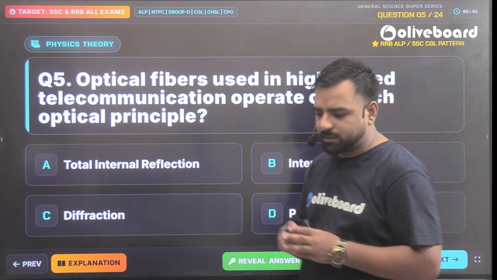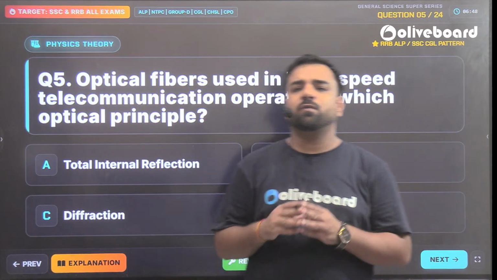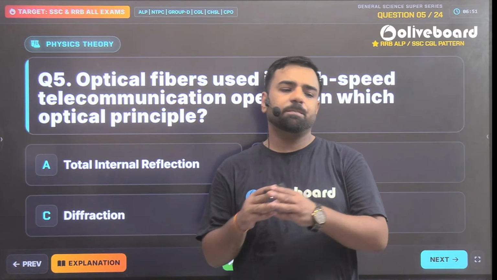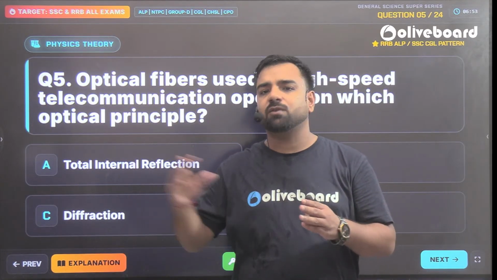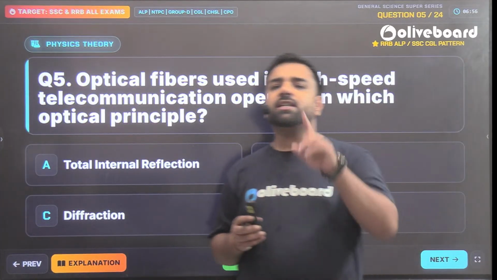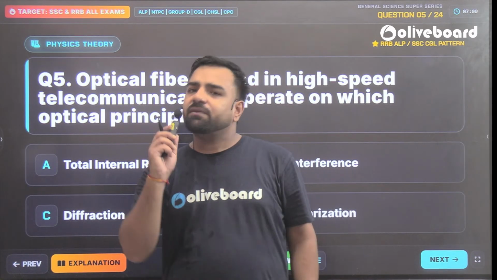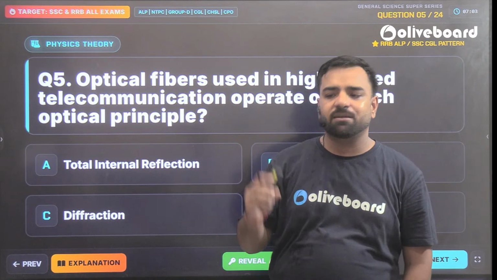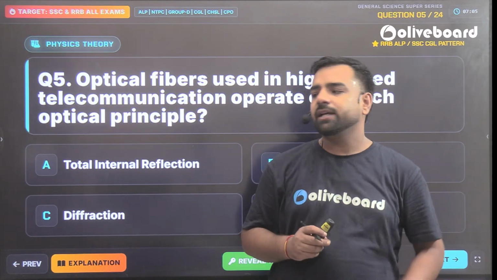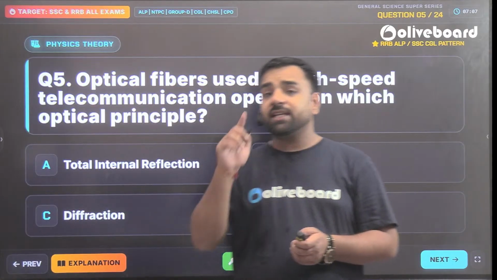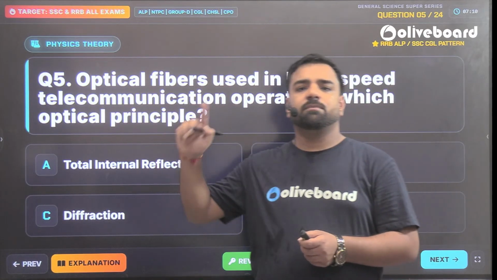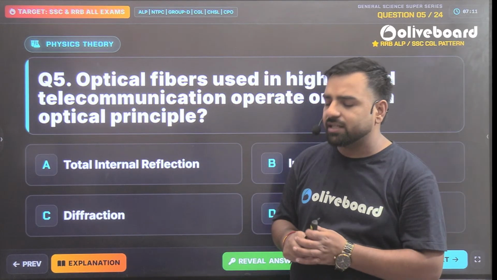So what is TIR? When a ray of light travels from one medium to another, it either bends towards the normal or it moves away from the normal. It depends. If the ray of light is traveling from the denser to the rarer medium, it will move away from the normal. But if a ray of light is traveling from the rarer to the denser medium, it will bend towards the normal, right? But if the angle of incidence is greater than the critical angle, point number one, and second, if the ray of light is traveling from the denser to the rarer medium, we can say that in this case, TIR is going to occur.